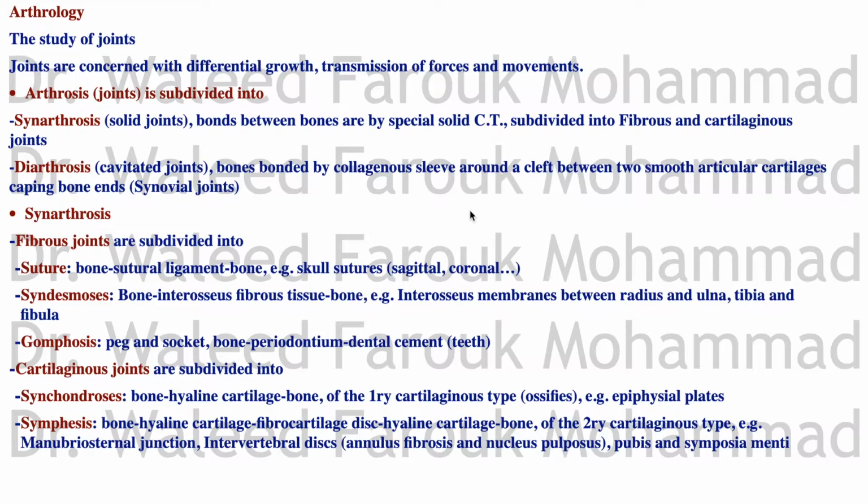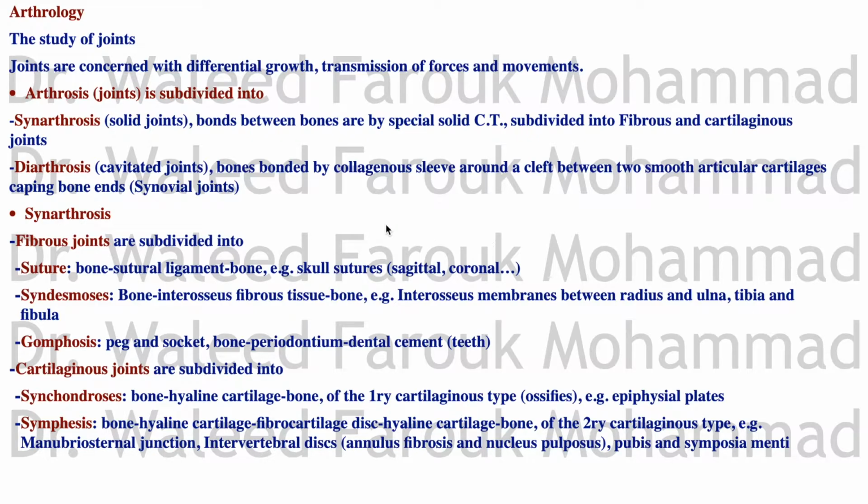Diarthrosis means cavitated joints or freely mobile joints. They are bones bonded together by a sleeve of fibrous tissue capsule enclosing a cleft between the articular surfaces of bones, with hyaline cartilage covering the articular surfaces. These are called the synovial joints, and the joint resembles an ova, an egg, it has a shell and a lining membrane and inside, the egg yolk.